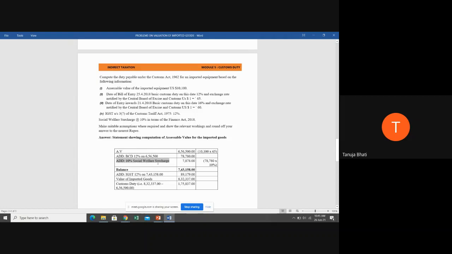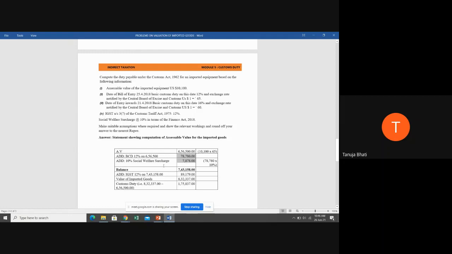Now to this you need to add social welfare charge. Social welfare surcharge is nothing but 10% of BCD. Surcharge, as you know, is a tax on tax, students. So social welfare surcharge will always be calculated on your BCD only, because surcharge is a tax on tax. You will never calculate social welfare surcharge on assessable value. So this social welfare surcharge of 10% will be added on your BCD. Therefore 78,780 into 10% will give you 7,878.